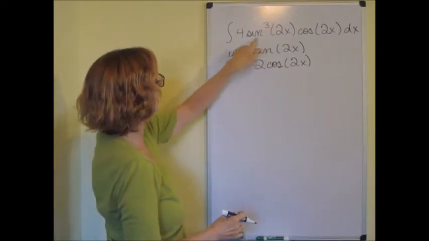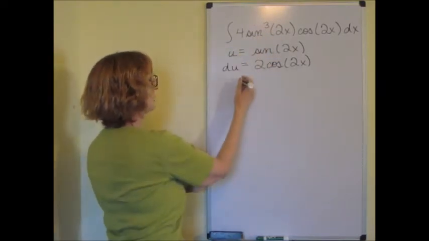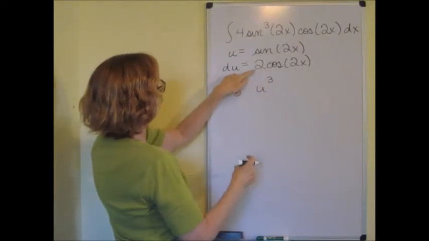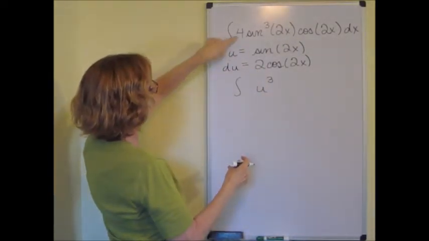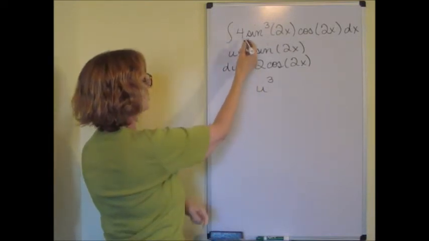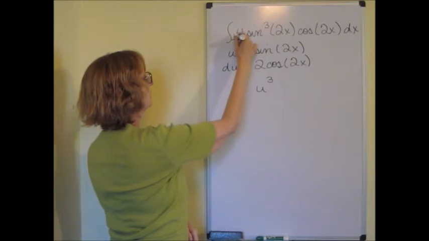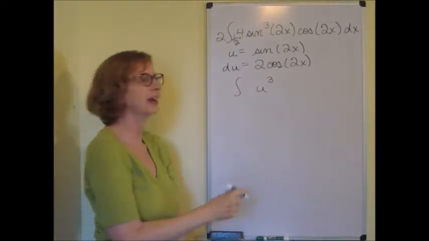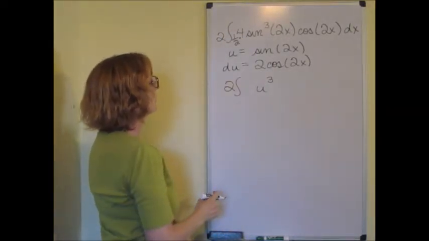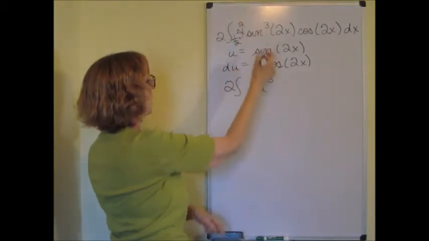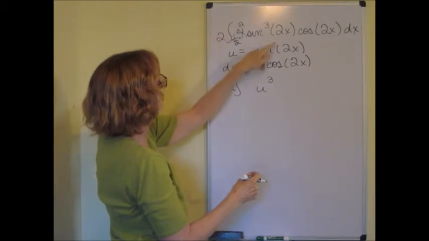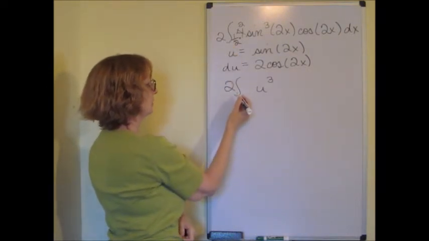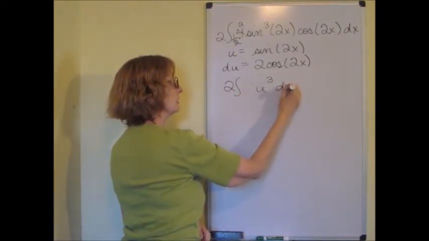So let's see how that's working. I definitely have sine of 2x all cubed, so I definitely have u cubed. I've got the cosine of 2x, and here I definitely have 2. Actually, I have too much here. So to make this 4 into a 2, you multiply by a half, and to compensate, I put a 2 out in front. Then that 1/2 times 4 is 2. So I have exactly the right du, 2 cosine of 2x dx. That's good. So I've got 2 outside times the integral of u cubed du.